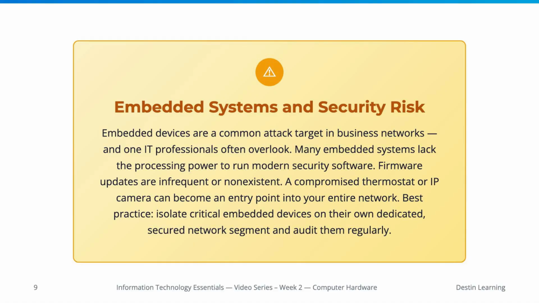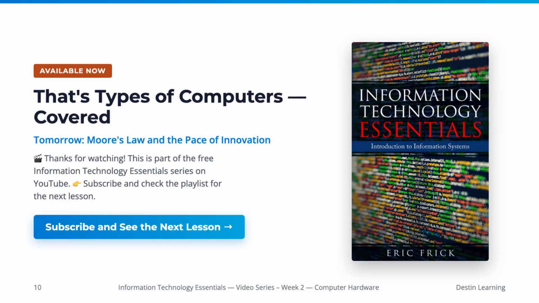Let's summarize Chapter 2. We explored how standard computing architecture is adapted across different form factors, from modular desktops and mobile laptops to redundant enterprise servers, highly integrated mobile SoCs, and specialized embedded controllers. In our next session, we'll examine Moore's Law and the rapid pace of hardware innovation.